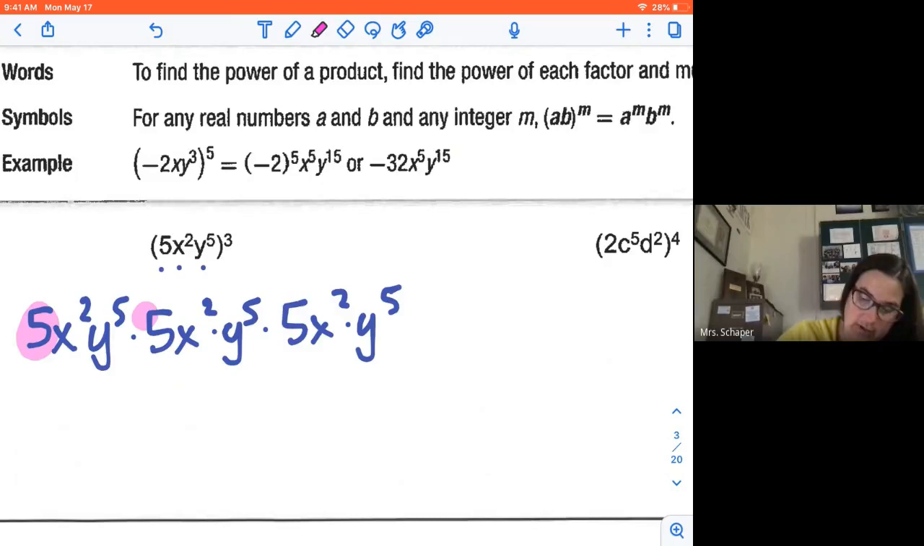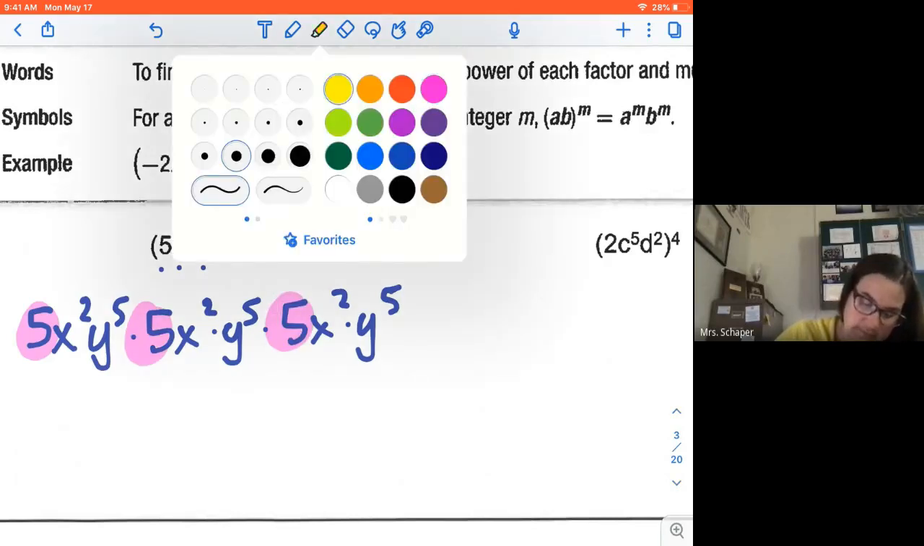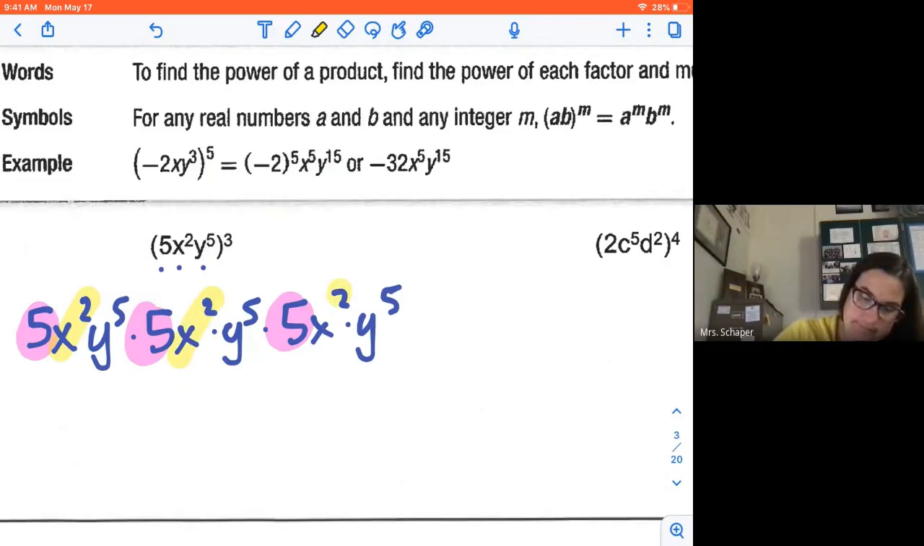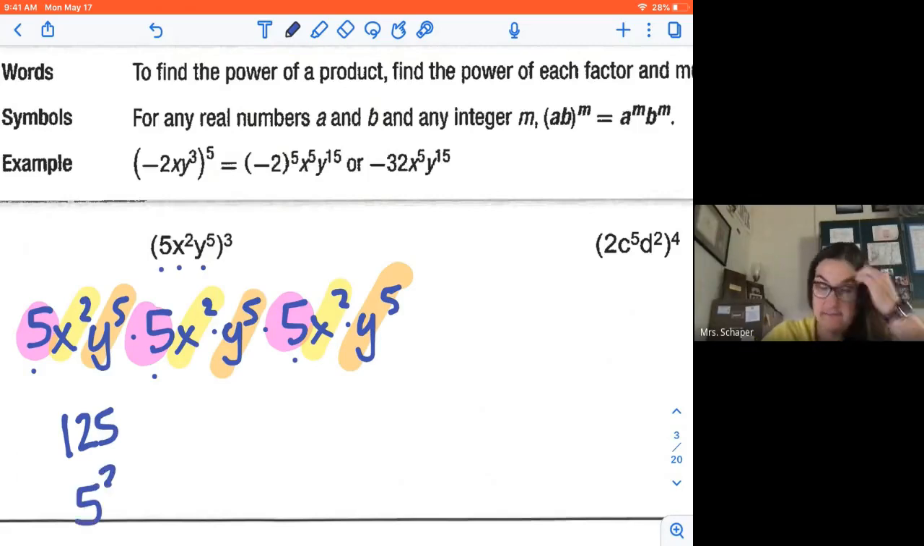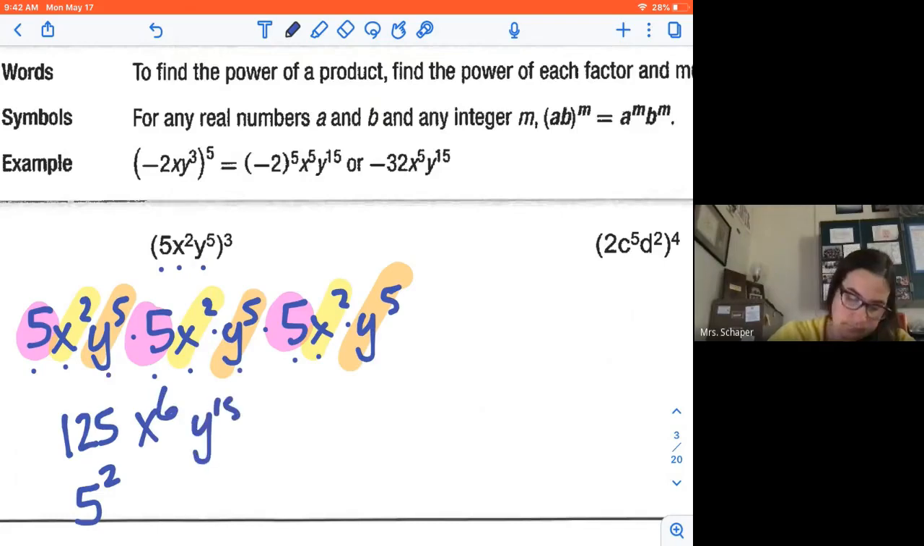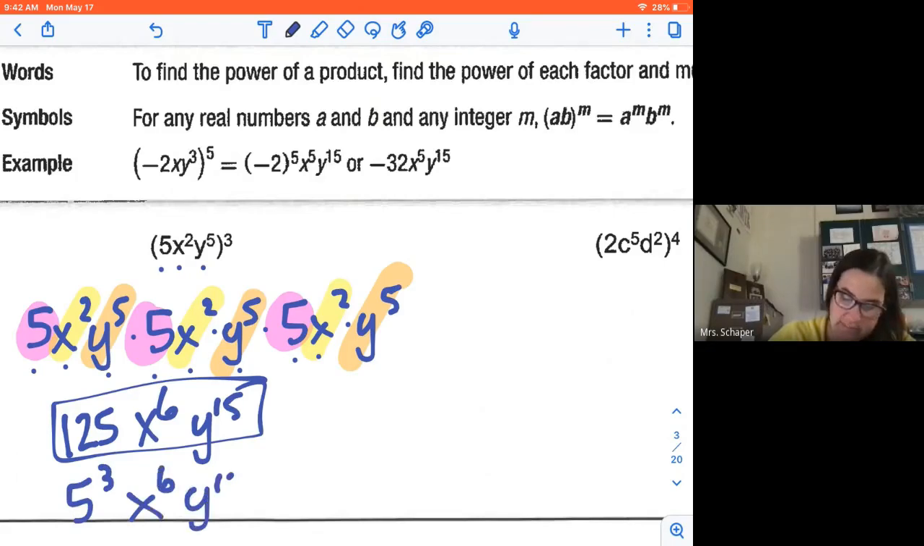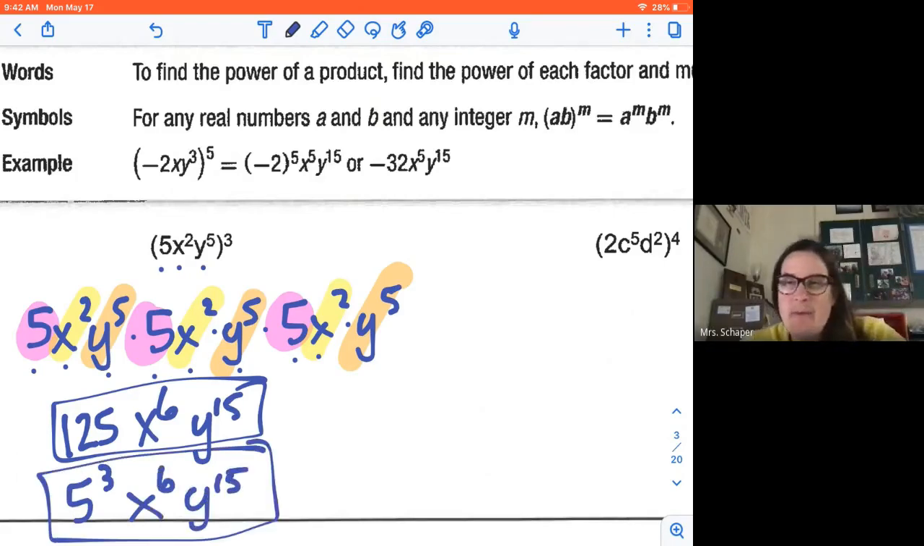Again, I'm going to get out my highlighter. I'm going to highlight all of the like terms. There we go. 5 times 5 times 5. Now, I can either write this as 125 or I can write it as 5 cubed. That really becomes your choice on what you want to do. And then x, 2, 4, 6, and y's 5, 10, 15. So really, either one of these are going to work fine. So 5 to the third, x to the sixth, y to the 15th. Or you could write it as 125. I'm not going to get too worked up either way.